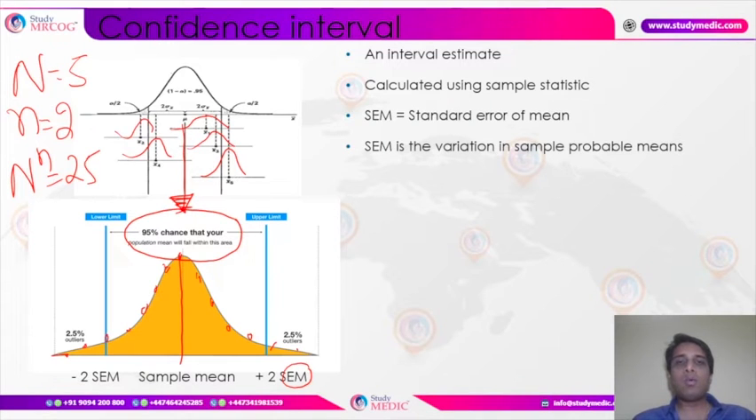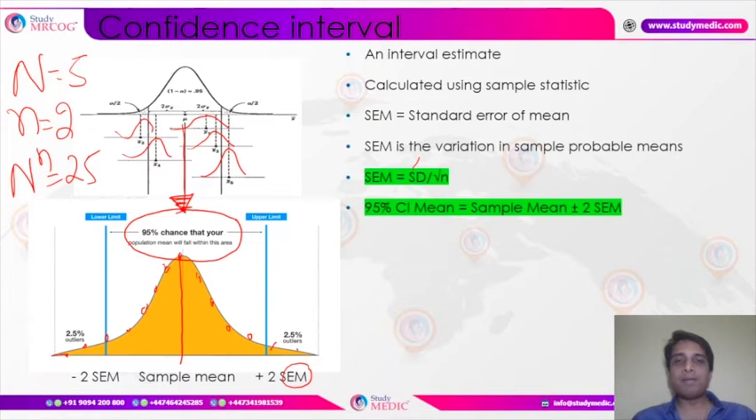Next, what is the standard error of mean? It is calculated as the population SD divided by the square root of n. Because we don't know the standard deviation of the population, and since the sample is similar to the population, we use the sample SD divided by the square root of the sample size. Then the 95% confidence interval of the population mean is equal to the sample mean plus or minus 2 standard errors of mean, deduced from the normal distribution.